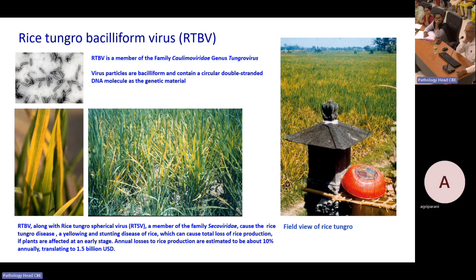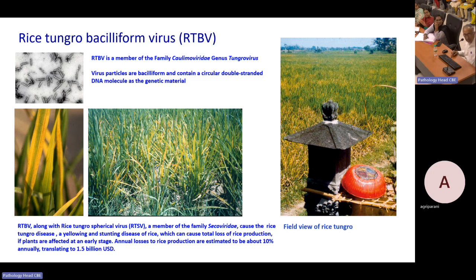So this virus is a member of the family Caulimoviridae. If you look at the International Committee on Taxonomy of Viruses website, Caulimoviridae has almost 100 species, but most of them belong to the genus Badnavirus. This one belongs to the genus Tungrovirus, slightly different from Badnavirus. They are bacilliform in shape and they have circular double-stranded DNA as the genome. You have a picture on the left top, which is the electron micrograph. The symptoms are yellowing and stunting in rice.